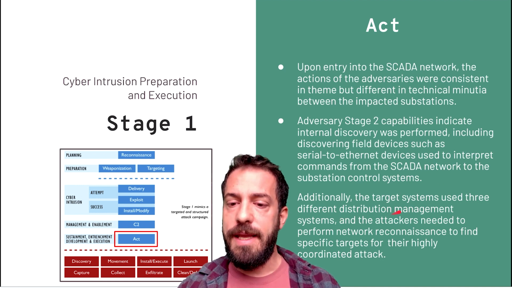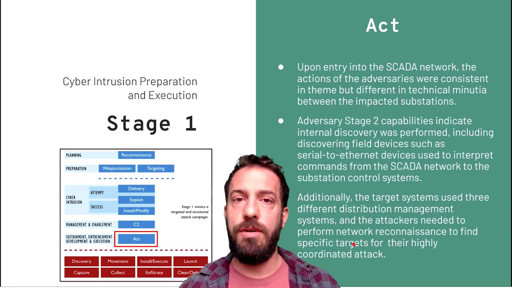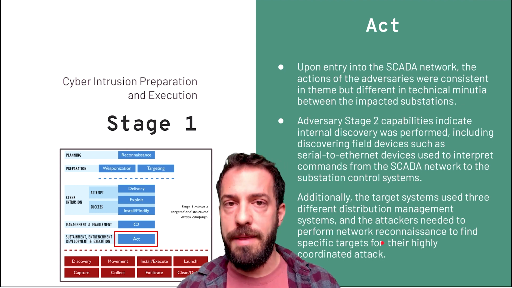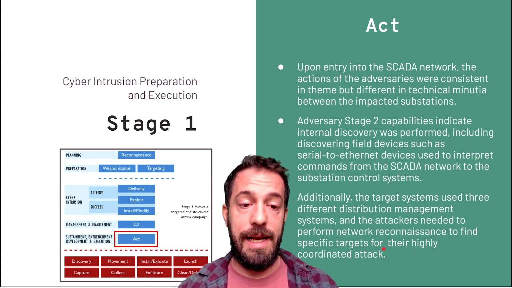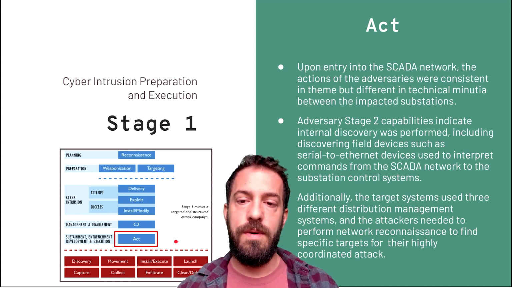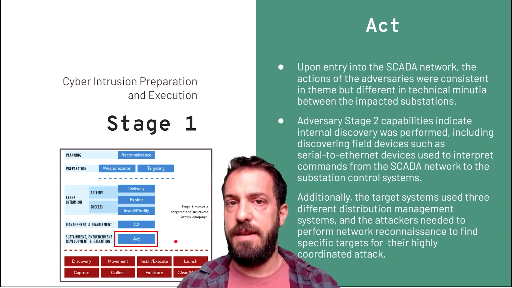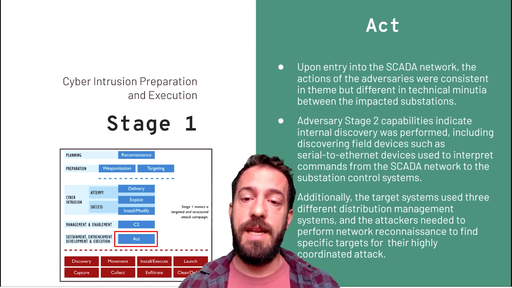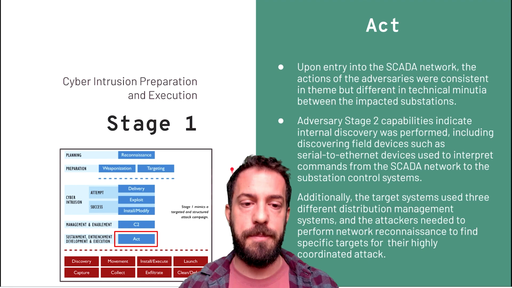Finally, the target systems use different distribution management systems. So network reconnaissance happened throughout the system, throughout those months that the attackers were in there to deliver their highly coordinated attack. So the last part of stage one would be to act on collecting information, actually. It's finishing with reconnaissance on the ICS network this time to get enough information to deliver the stage 2 part of the cyber kill chain.